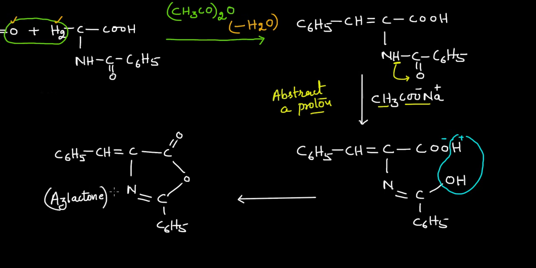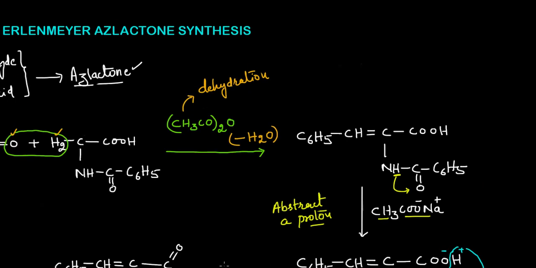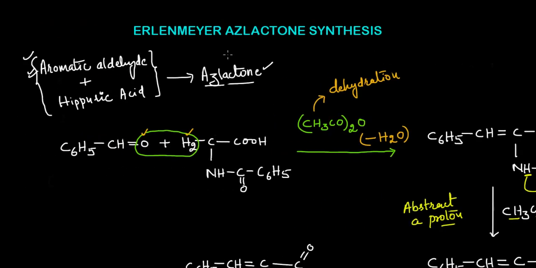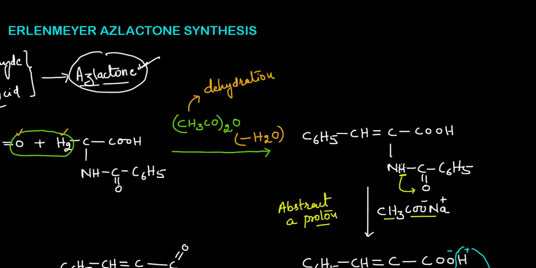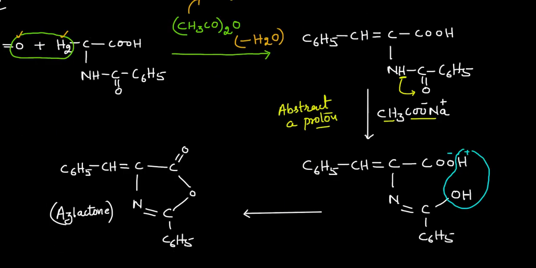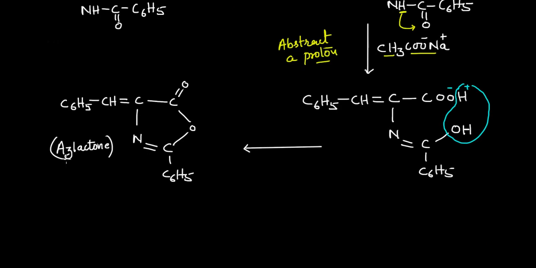So our first job was the preparation of azlactone. Its synthesis is done by using this aromatic aldehyde. In the first step we use this aromatic aldehyde reacting with hippuric acid, and then finally we get this azlactone.